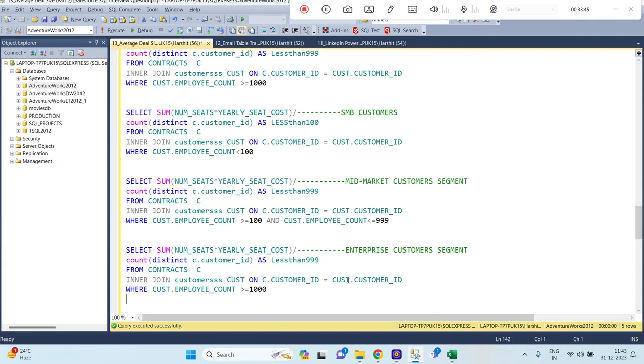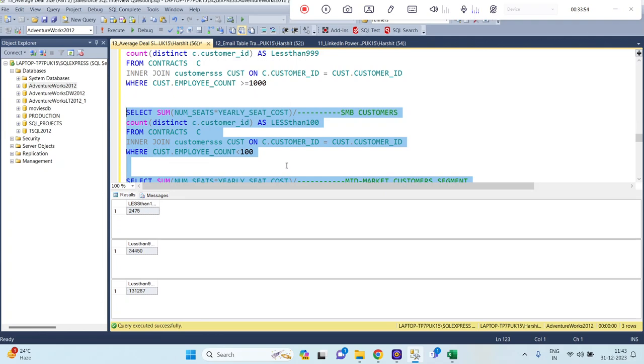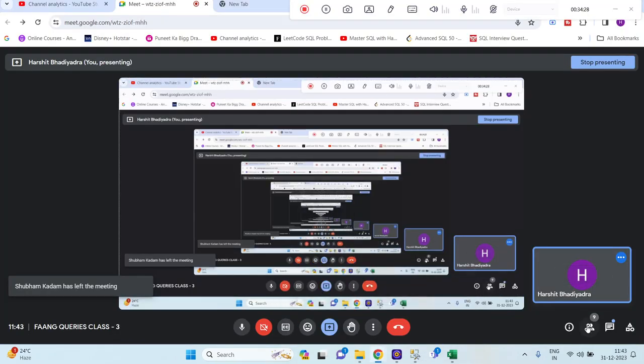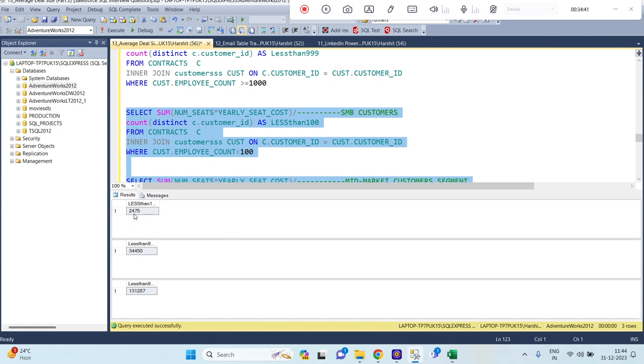Now let me know how we can join all these three queries, or how we can get the result of all these three queries. This one we want, but in three separate columns. How can we get it? Anyone? We want all these three values, but as three separate columns. How can we get it?